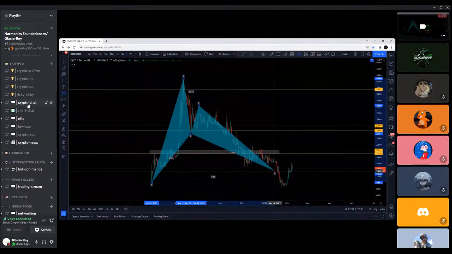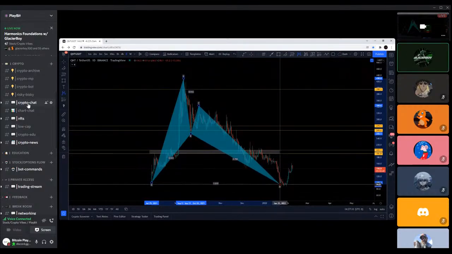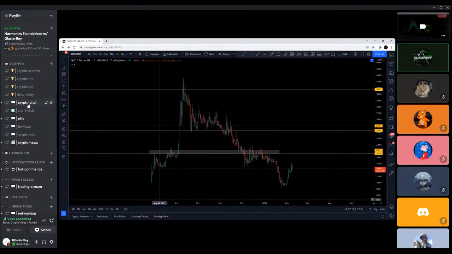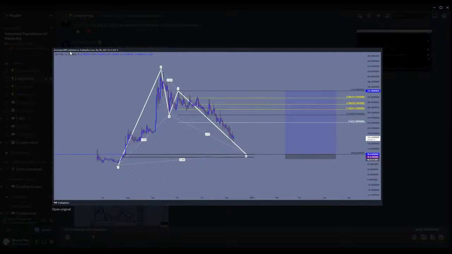Am I looking at the right ticker? QNT 98. Yeah, QNT. What time frame is this chart on? Daily. And this one was using the Coinbase chart. Coinbase has a little bit more data honestly.